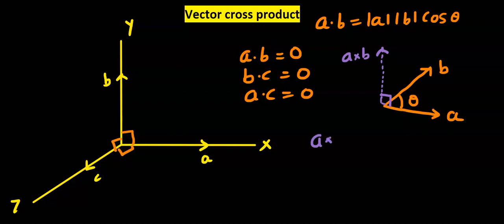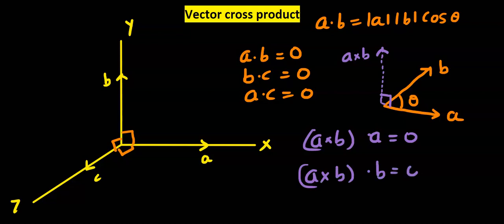So we can say A cross B dot A will be equal to 0. Similarly, A cross B dot B is also equal to 0. So their dot product is equal to 0. Why is the dot product 0? Because the angle between them is 90 degrees, in the dot product cos comes in, and cos 90 is 0. These are the basic things we should know.